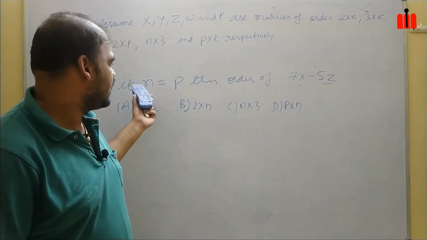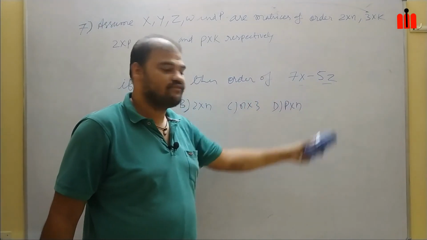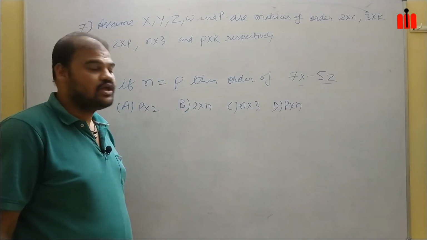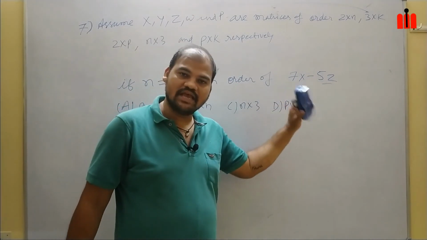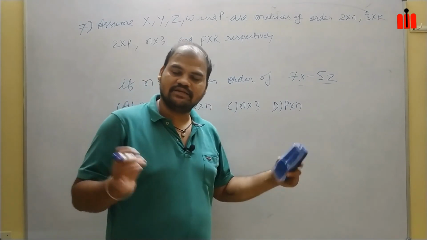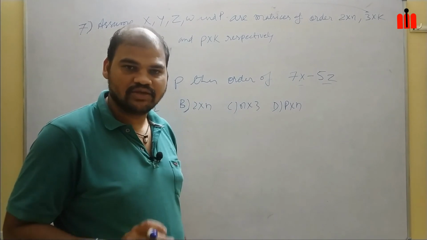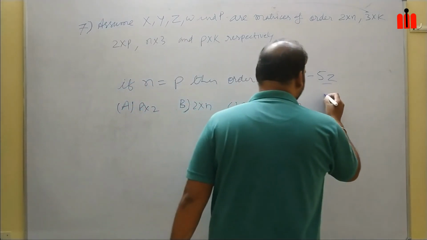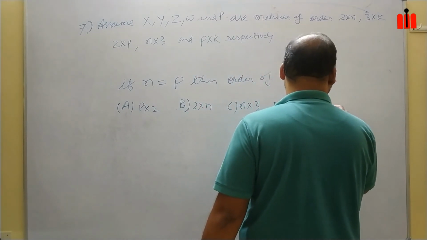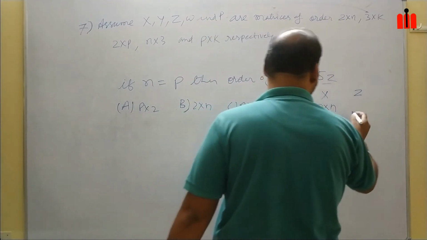Now in this question, they are telling us that if n equals p, then what is the order of 7X minus 5Z? So 7X minus 5Z has the same order as X and Z because it is an addition and subtraction. In addition and subtraction, the order of the resultant matrix will be the same as the operand matrices. Okay. So what is the order of X? X's order is 2 cross n. What is the order of Z? Z's order is 2 cross p.